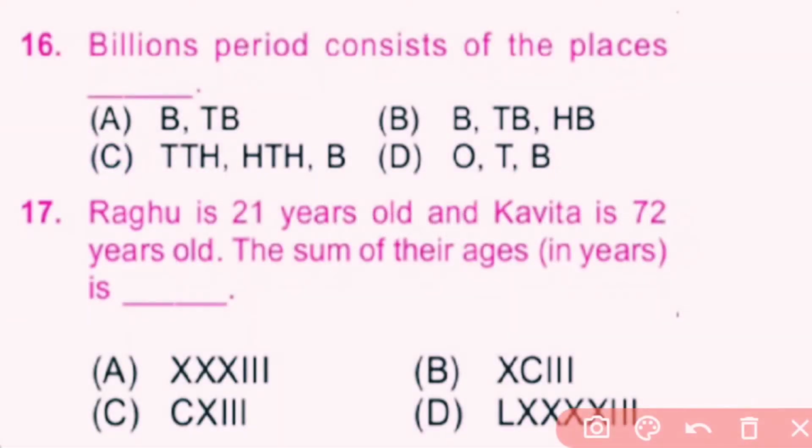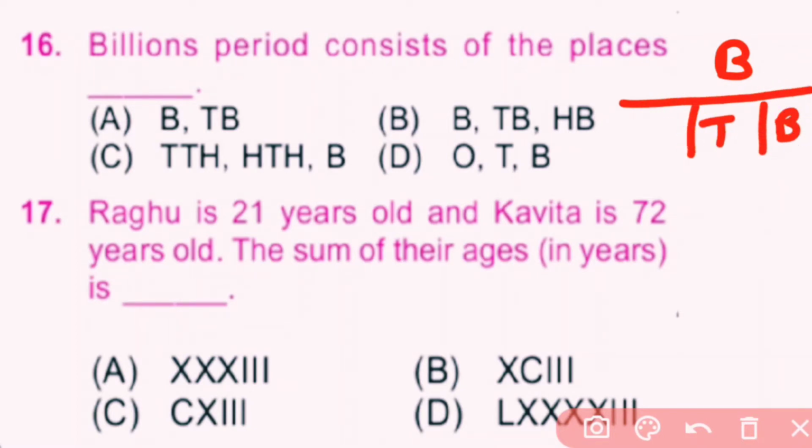Let's start with question number 16. Billions period consists of the places dash. Billions period consists of billion, 10 billion and 100 billion. So B is the right answer.